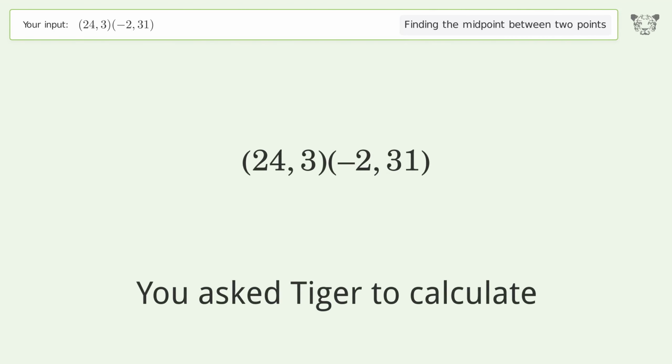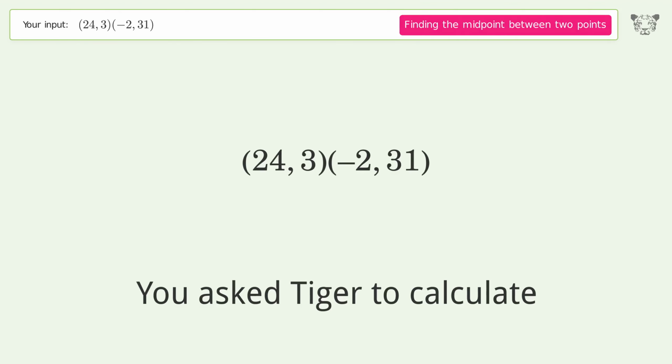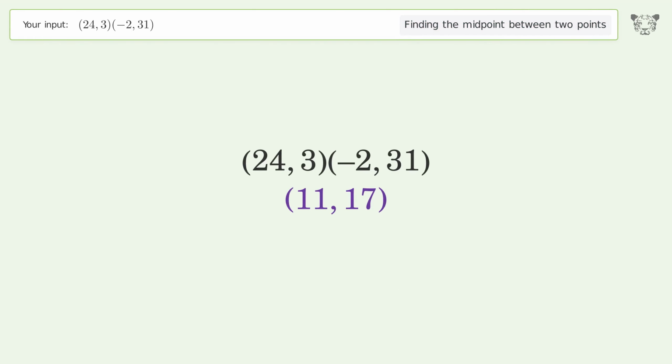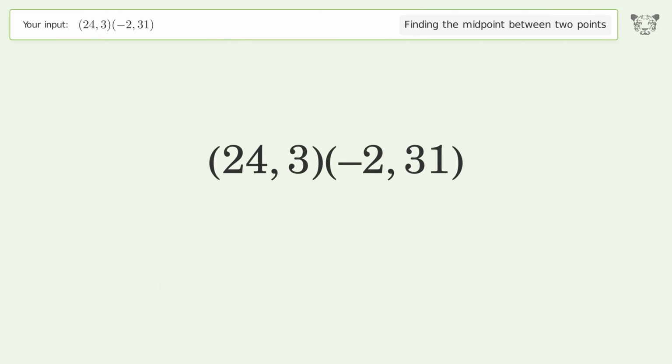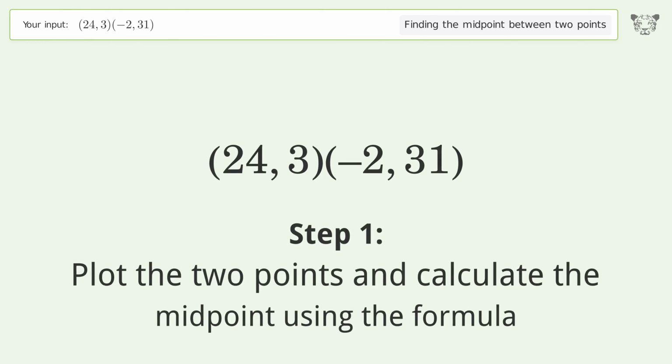You ask Tiger to calculate. This deals with finding the midpoint between 2 points. The midpoint between the 2 points is 11,17. Let's solve it step by step. Plot the 2 points and calculate the midpoint using the formula.